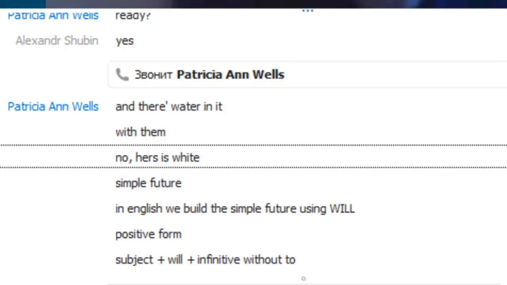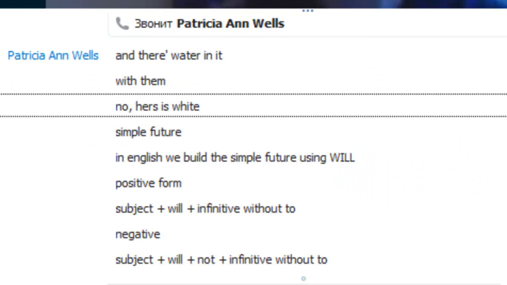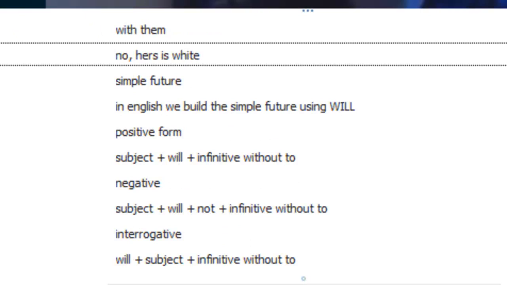Negative: subject plus will plus not plus infinitive without to. Interrogative: will plus subject plus infinitive without to.